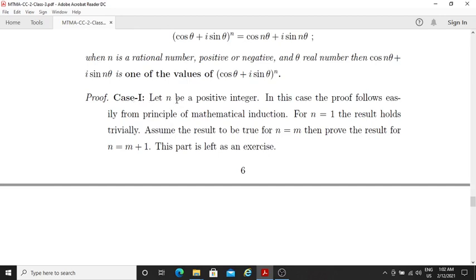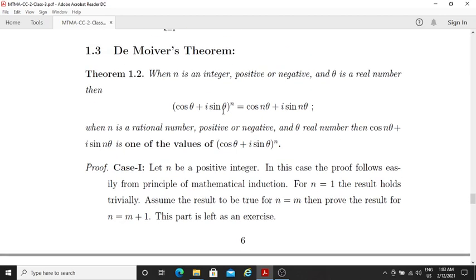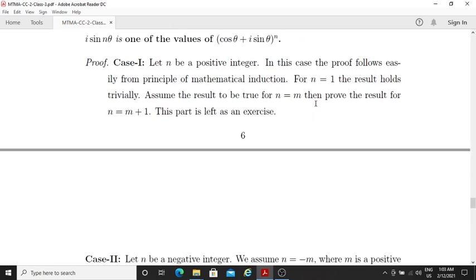So case 1 is for n a positive integer, and the proof follows by the principle of mathematical induction. It's easy. You have learned the principle of mathematical induction, and it says that you have to prove some assertion for n equals 1. For n equals 1, this will be (cos theta plus i sin theta) to the power n, and that is definitely cos theta plus i sin theta. So for n equals 1, it is true. Assume the result to be true for n equals m. Now try to prove the result for n equals m plus 1.